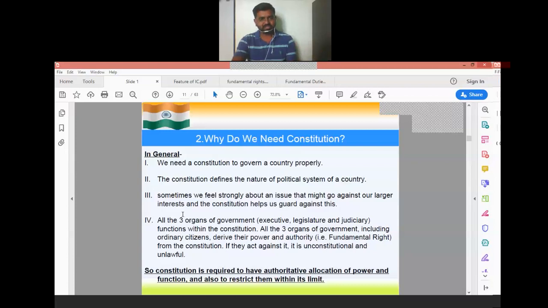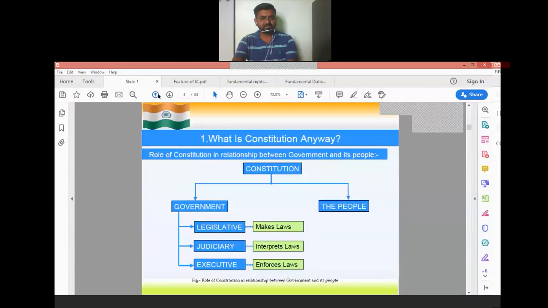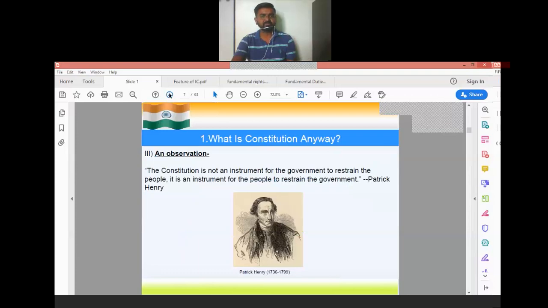So we know the basic four pillars of the constitution, but here there are three organs. Our body has five organs, and without the external five organs we cannot be imagined. Similarly, without three organs, the constitution cannot be formed. That is executive, legislative, and judicial. The things we have already explained: makes the law, interprets the law, and enforces the law.